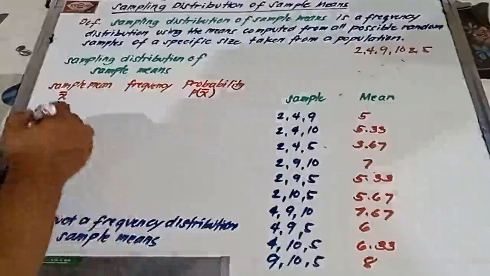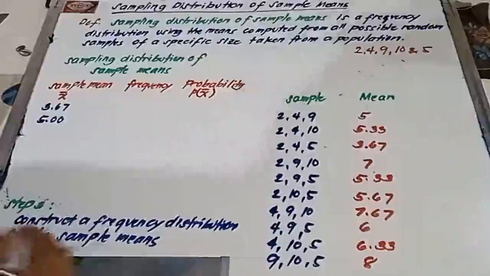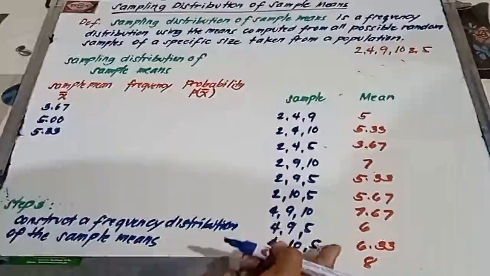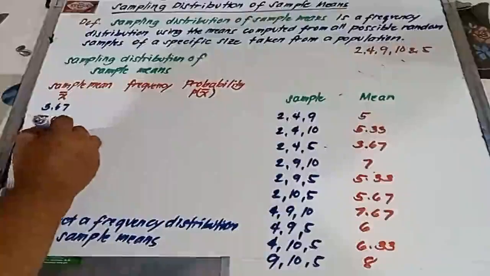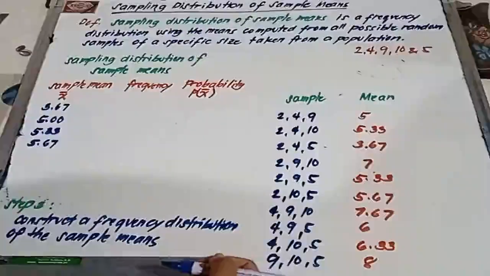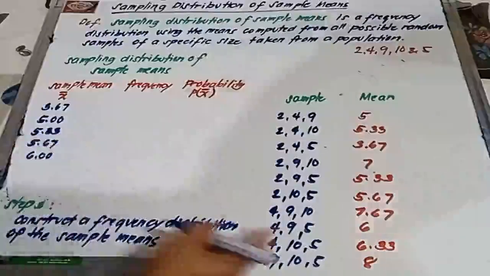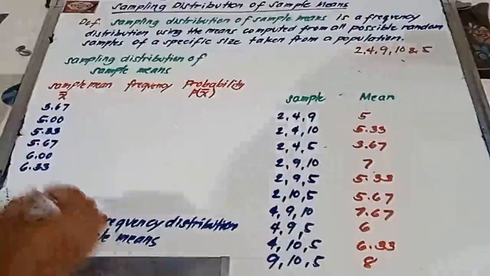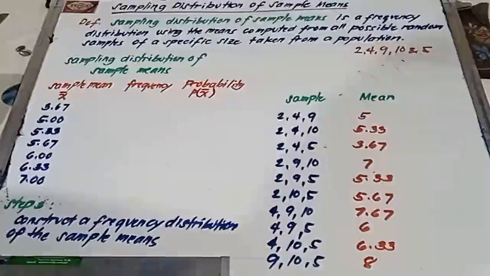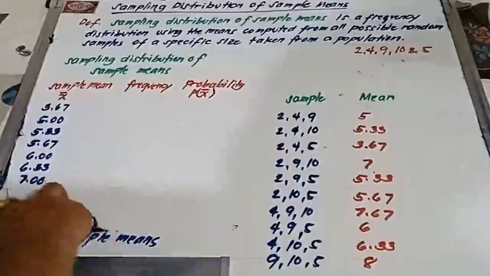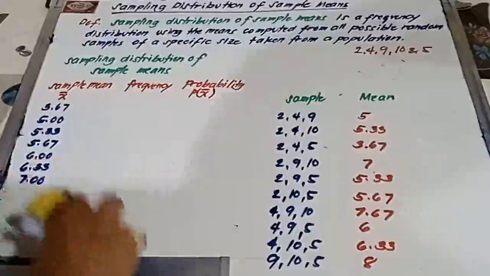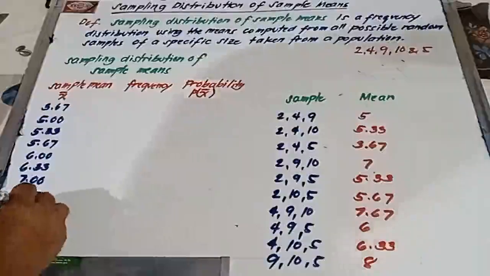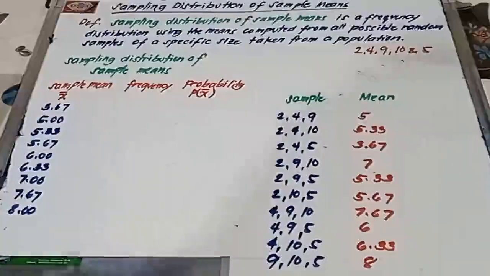The next is 5 or 5.0. Next is 5.33. Next is 5.67. Next is 6 or 6.00. Sorry, 6.33. Then 7 or 7.00. And then next is 7.67, 8 or 8.00. So, ilagay natin equivalent frequency niya.